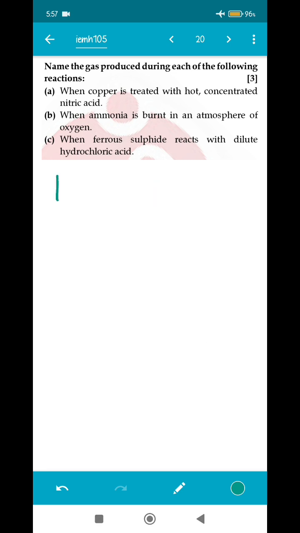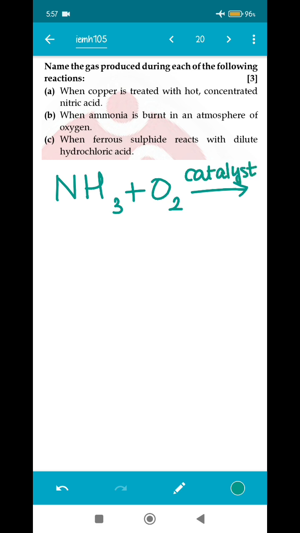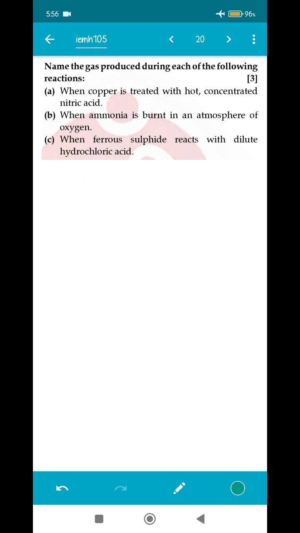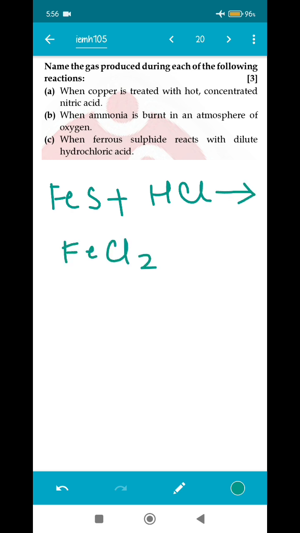In the presence of a catalyst, when ammonia is burnt in oxygen, we are going to get a different product. Make sure you write this, that with a catalyst what will happen and without a catalyst what will happen. So in the presence of a catalyst, we are going to get nitrogen monoxide, or you can also call it nitric oxide. Along with that, you are going to get water. So when ferrous sulfide, FeS, reacts with dilute hydrochloric acid, first of all, we are going to get ferrous chloride. Along with that, we are going to get hydrogen sulfide gas.